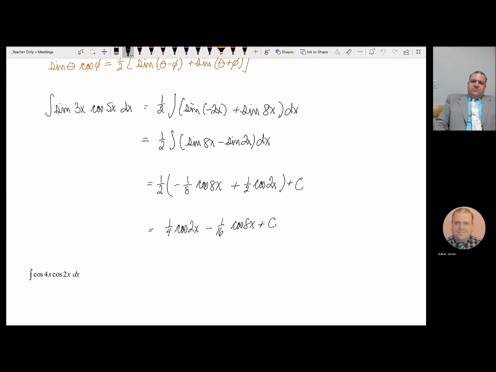That's supposed to be 1/2 sine 2x? Or was there a transformation of x? You mean this here? No, I just use the fact that sine is odd.